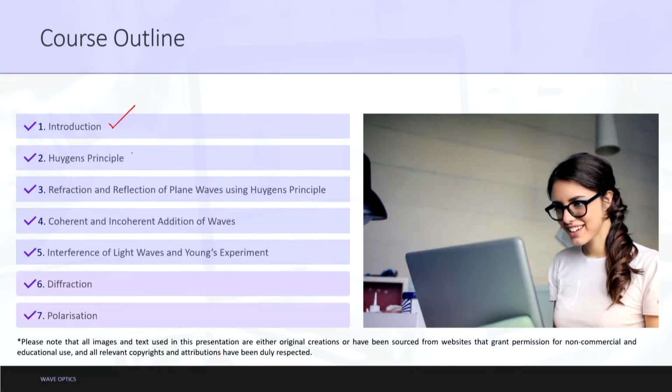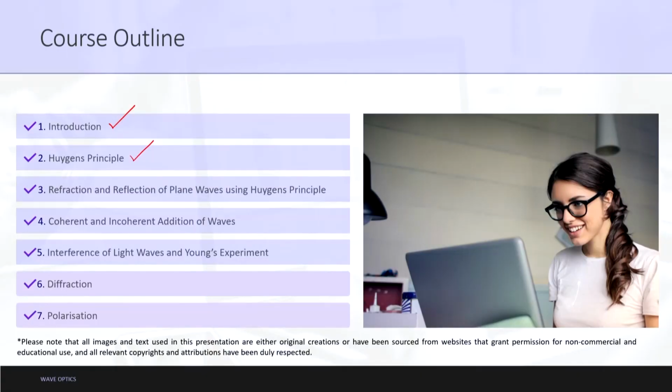Then we understood the second point, that is Huygens principle. In this we studied the concept of a wavefront. If we know the wavefront at time t equal to 0, we can directly calculate it at some time t. After this there was an application of Huygens principle in which the refraction and reflection laws were proved for light waves.